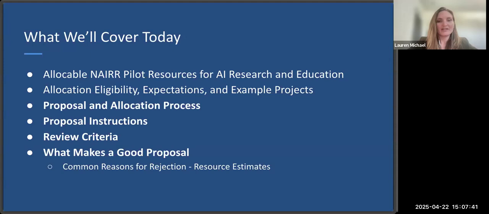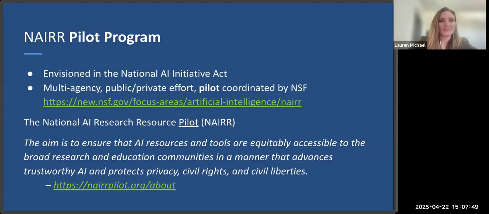Throughout the presentation, language will appear in italics when it has been taken directly from the call for proposals or elsewhere on the NAIRR Pilot website. And for those less familiar with the NAIRR Pilot program and its overall objectives, we recommend consulting the resources on the pages linked here, which describe the full scope of agencies, other partners, allocable resources, and available funding.